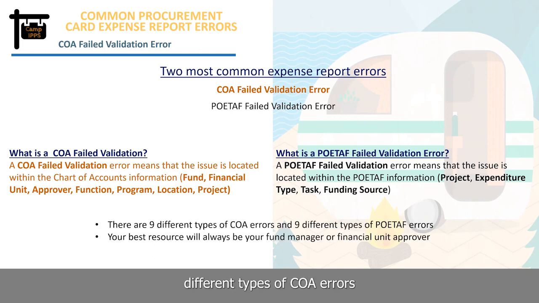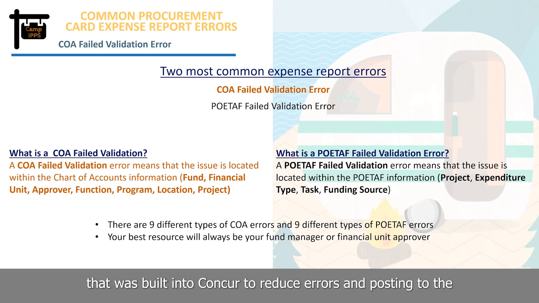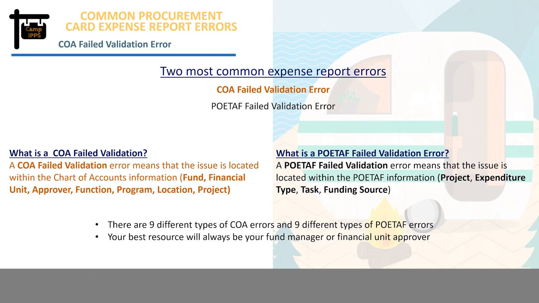There are 9 different types of COA errors and 9 different types of POTAF errors. We have a KBA that covers all 18 different types of errors. We will share the link at the end of this course. COA and POTAF validation is pretty much a process that was built into Concur to reduce errors in posting to the ledgers. We somewhat know how to resolve the errors, but it's not necessarily something that our team actually manages. If you have questions about these errors, the best resource will always be your fund manager or your financial unit approver.